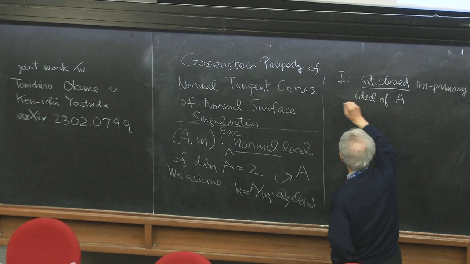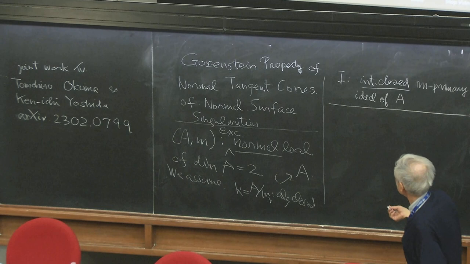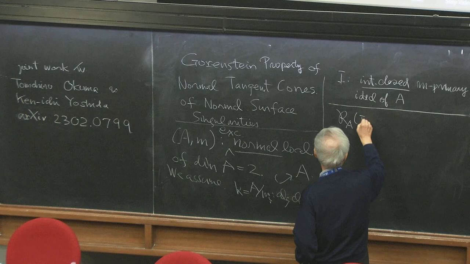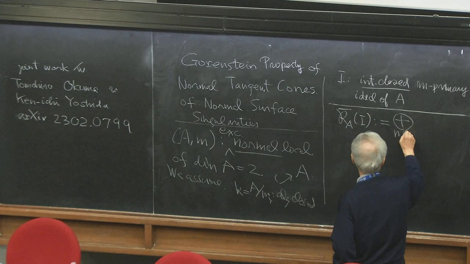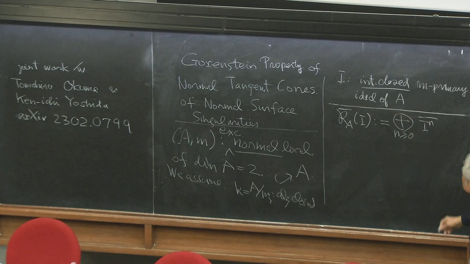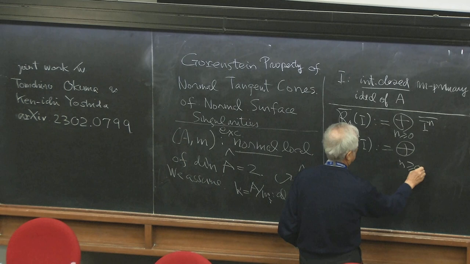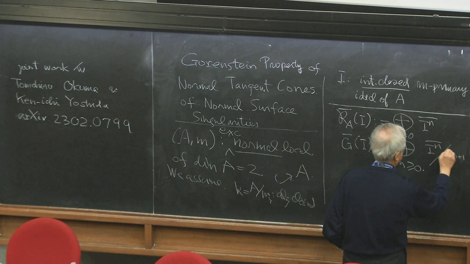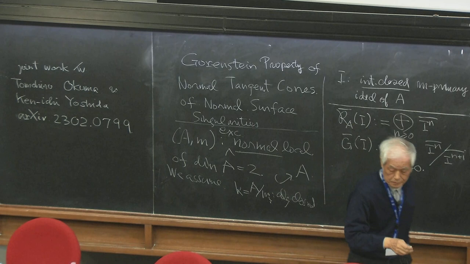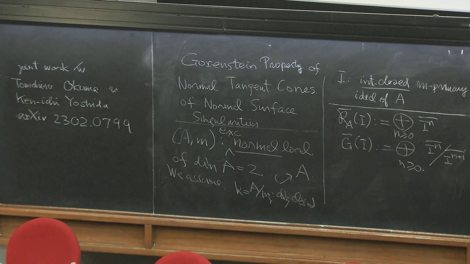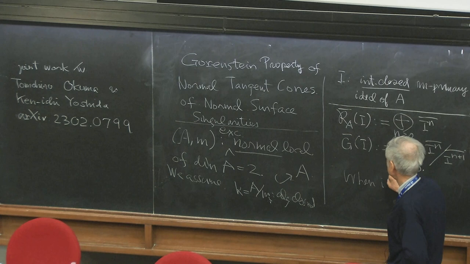The main fact is that we can take the integral closure. The same thing appeared already in Dale's talk. This means integral closure, and G bar I. They are quite natural things too. So our problem is, when is R I Gorenstein.